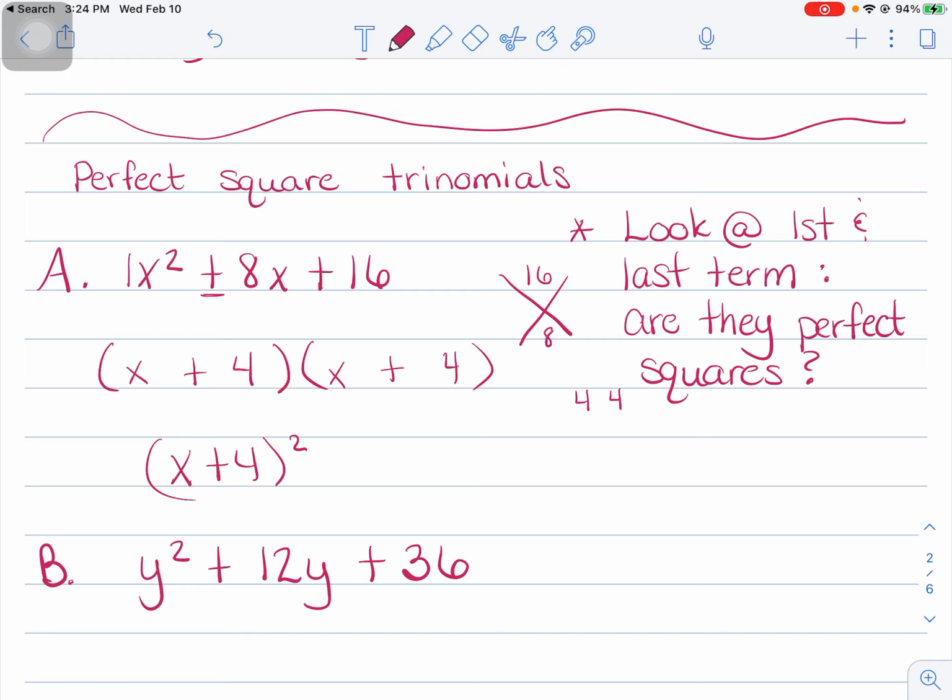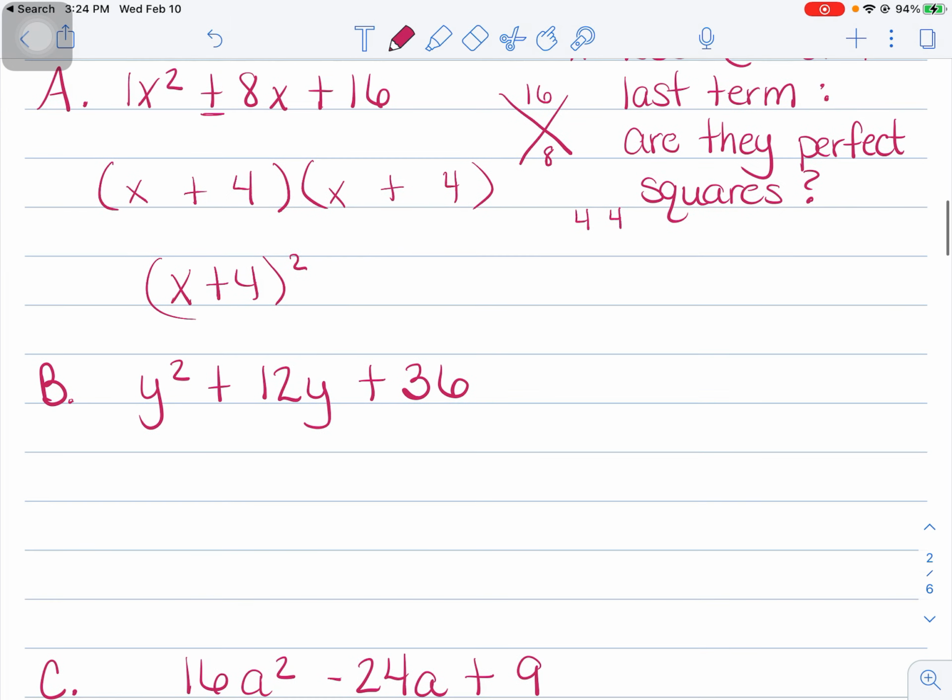Now I'm going to look for the first and last term and see if they're perfect squares. So on example B, y squared, that's a perfect square, and 36 is a perfect square. So I think to myself, well, the square root of 36 is 6. If I add 6 plus 6, can I get 12? Yes. So immediately I'm going to go ahead and put my binomials, y and y. I have a 6 and a 6.